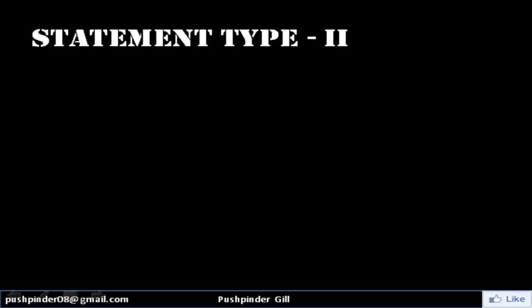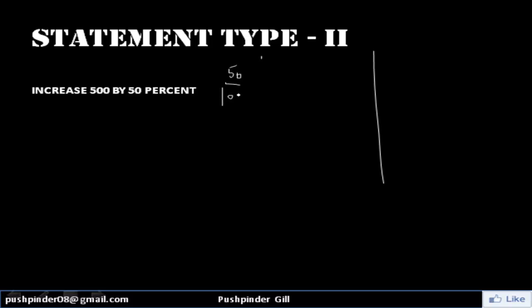Now, what is the statement type? This is the one which creates more problems. So, increase 500 by 50%, right? So how do you do that? There are basically two steps involved over here. I'm going to do it using two ways. The first way is, you find 50% of 500.